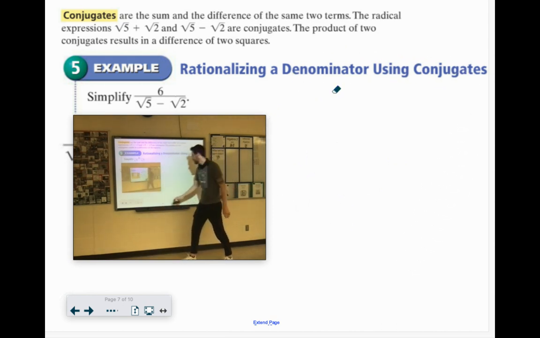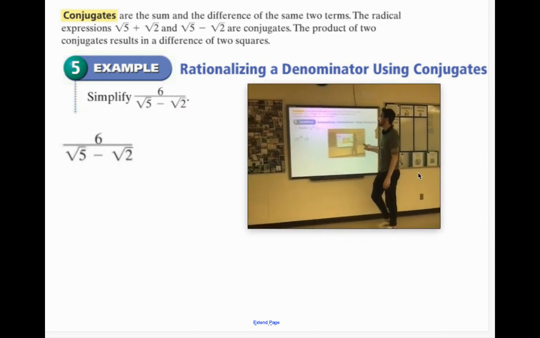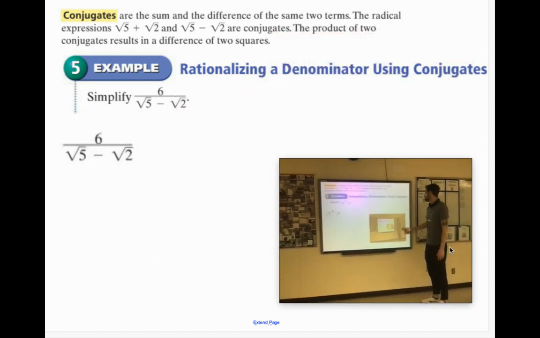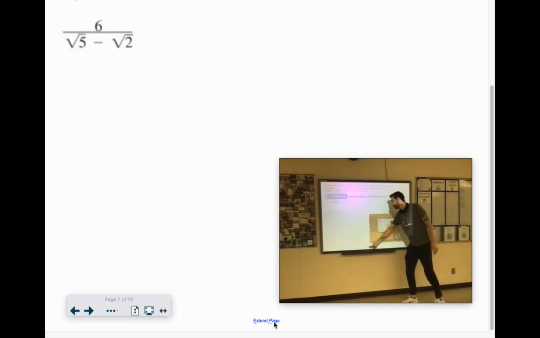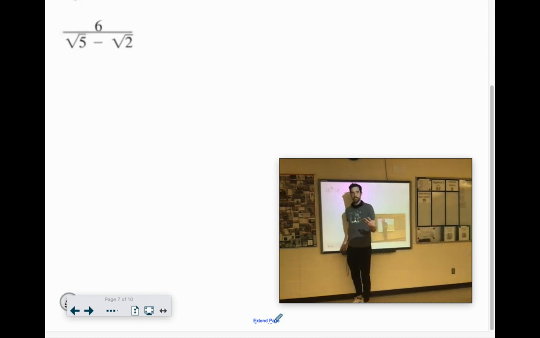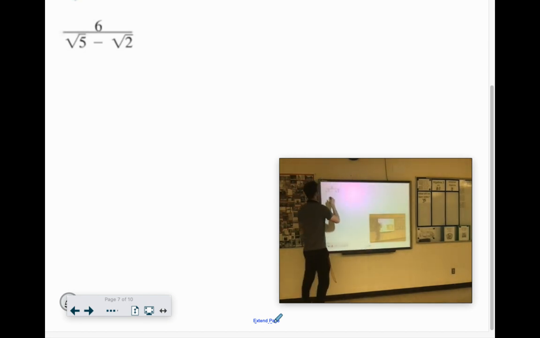So let's try this one here. We have simplify 6 over root 5 minus root 2. I'm going to give myself a little room here. So we have two radicals in the denominator. We're going to multiply by the conjugate. If we have root 5 minus root 2, that means I'm going to multiply by root 5 plus root 2. But if we do that in the denominator, we also have to do it in the numerator.